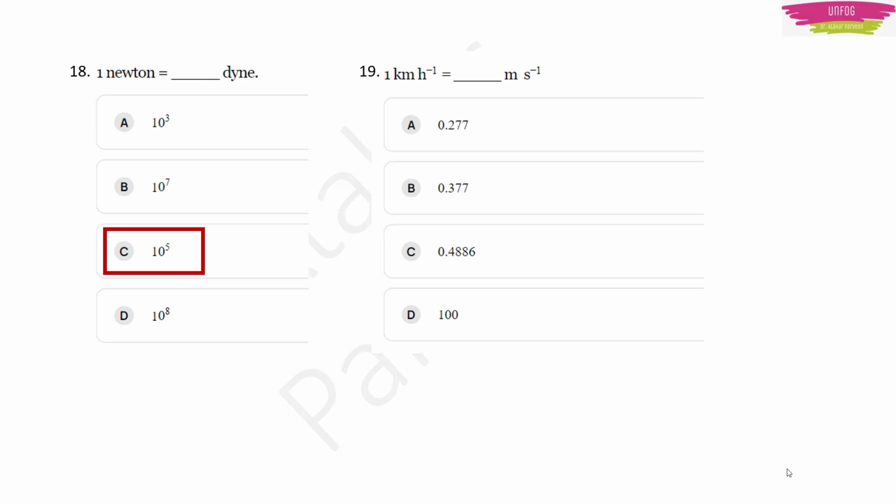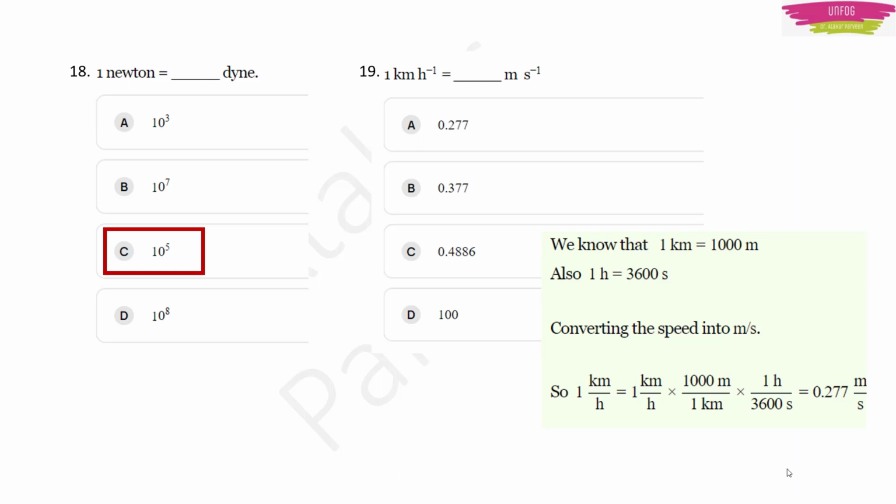Next question. This question is also based on conversion only, but this is also very important because this is a chapter of motion, right? So the question is: 1 kilometer per hour is equal to dash meter per second. Now to solve this question, you should know a few things. What are they? 1 kilometer is equal to 1000 meters and 1 hour is equal to 3600 seconds. You should know these two things, correct?